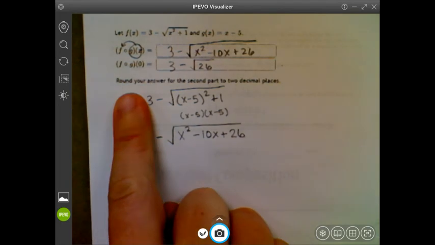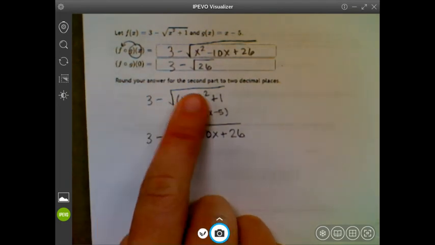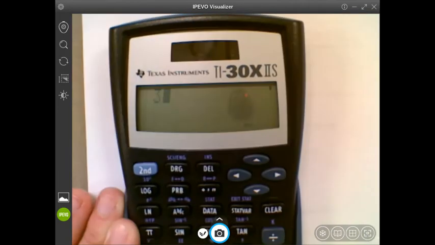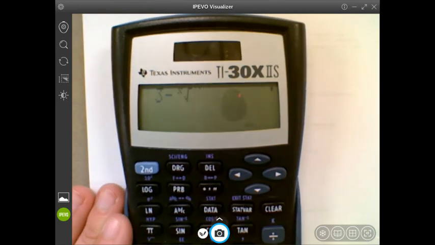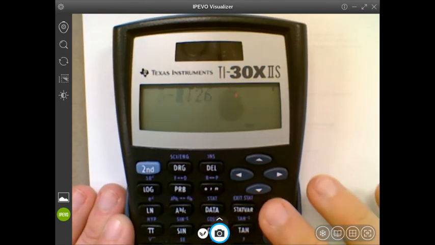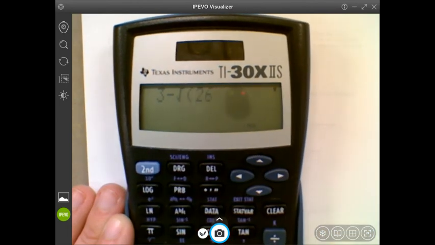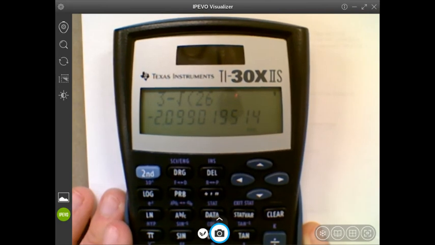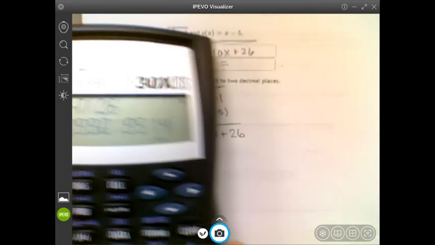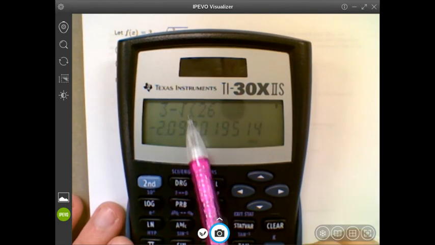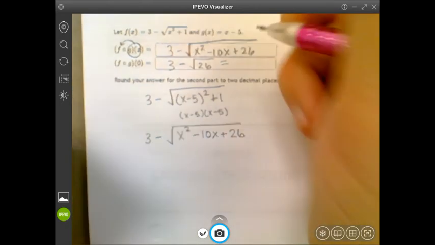But it does say, I just read this, round your answer for the second part to 2 decimal places. So it really doesn't want this. It actually wants the decimal equivalent. So let's go ahead and type it in our calculator. We have 3 minus square root of 26. Didn't hit the right square root. Hold on. Square root of 26. So we have negative 2.099, and it says to 2 decimal points. So it would be negative 2 point, and we would round here, so the 9 would round that up. So negative 2.10.